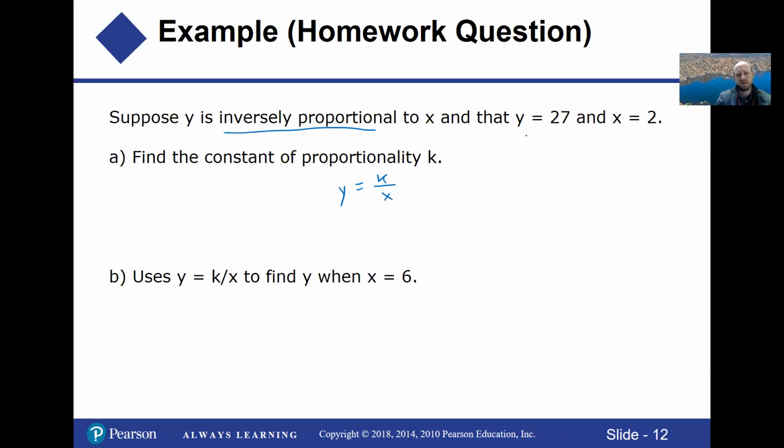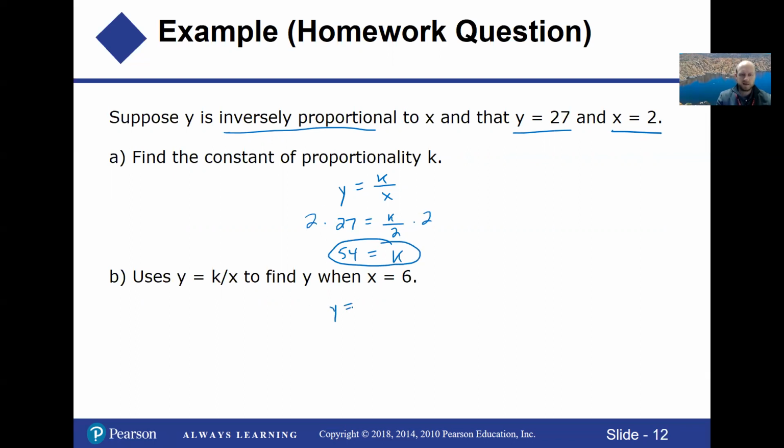And then I substitute. Y equals 27, x equals 2. So 27 for y, 2 for x. Solve for k. We just multiply both sides by the 2. So you get 54. So k equals 54. That's our constant of proportionality.